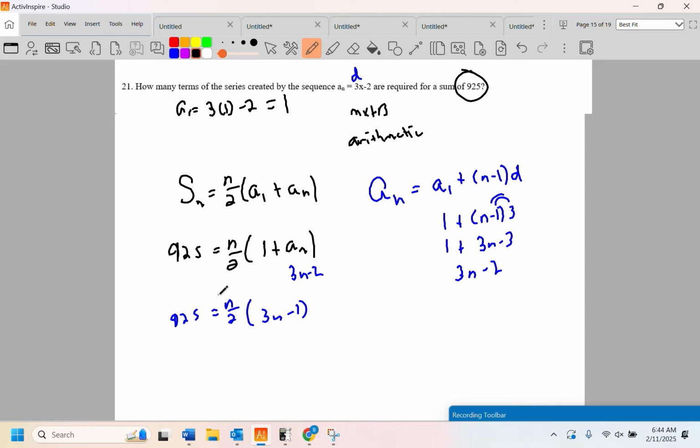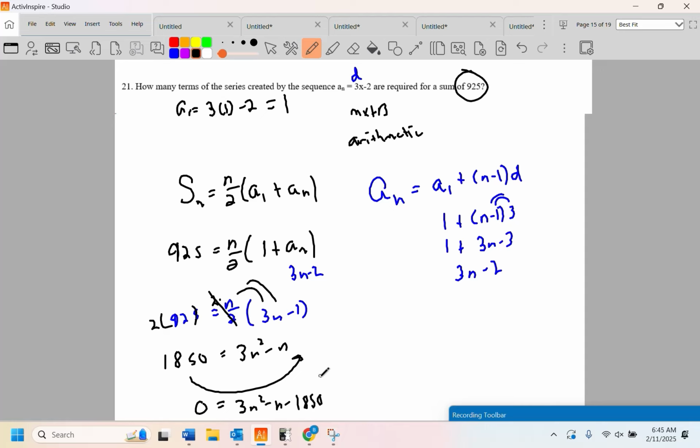To clear the fraction, just multiply both sides by 2. 2's cancel. 2 times 925 is 1850. And that's going to equal 3n squared minus n. We're going to shift the 1850 to the right because we want to be able to use ultimately the zero product property at some point in time. And then we're going to sing a silly little song that goes x equals negative b plus or minus square root b squared minus 4ac all over 2a.